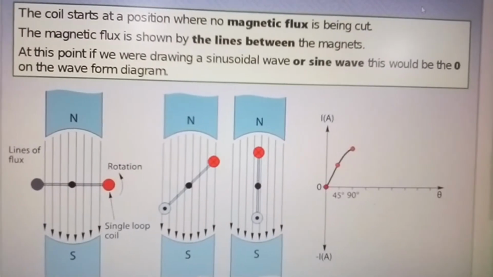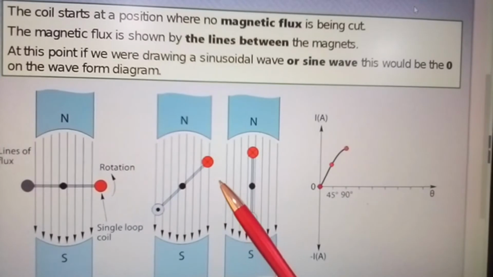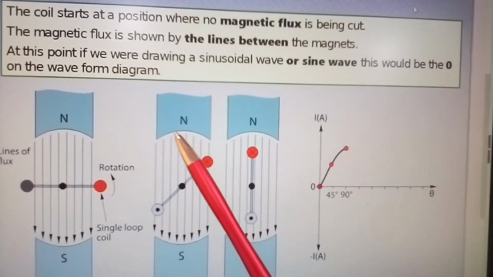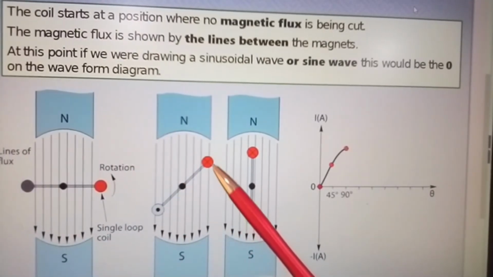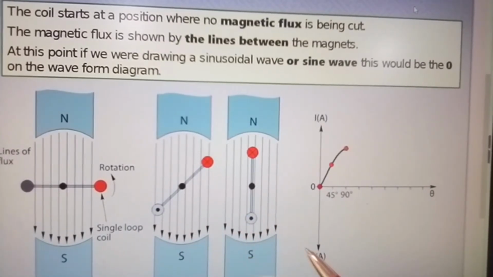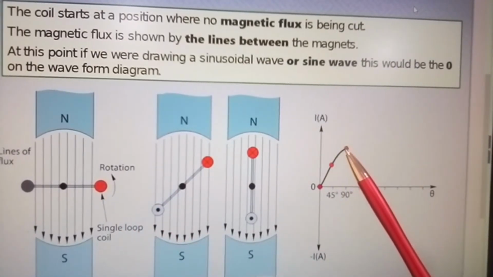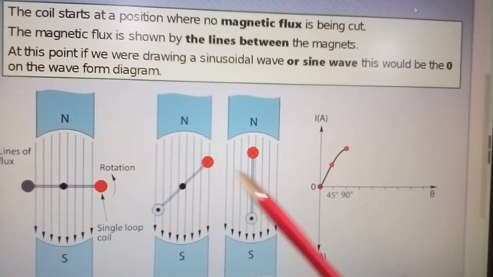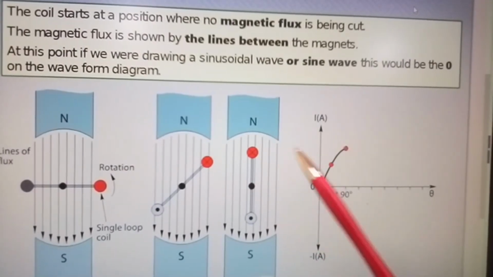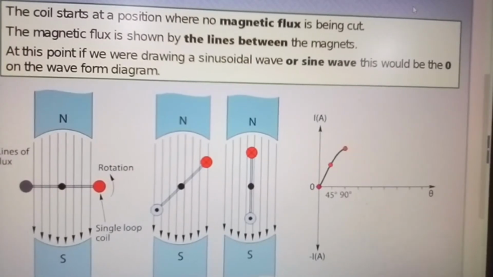Now here you have a sinusoidal waveform, and all this shows you is starting rotation as it goes up and as it cuts lines of force, north to south. You can plot this waveform along the axis. So you're here at this point, that is this point here, and that's your maximum peak value.